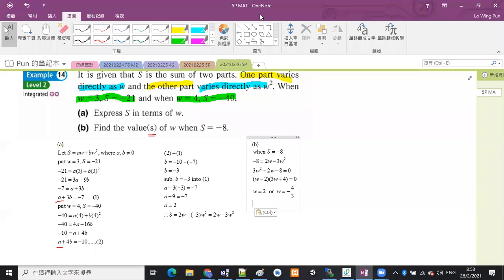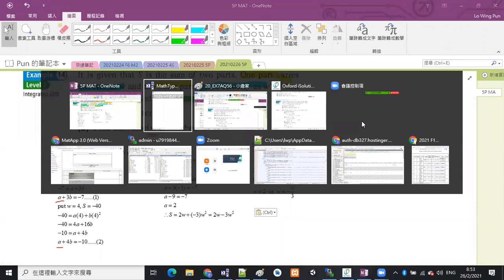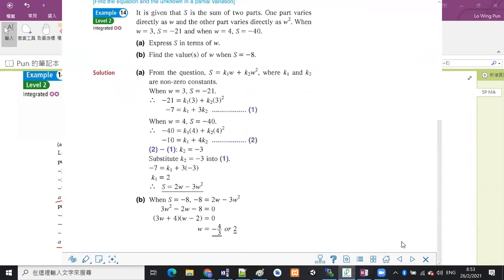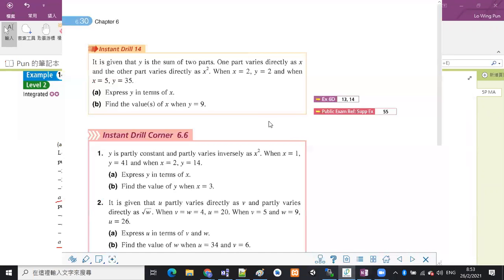Do you have any problems up to now? Okay, now I would like you to do the instant drill number 14. Instant drill number 14, please. So I give you 5 minutes to do this. 5 minutes to do instant drill number 14.